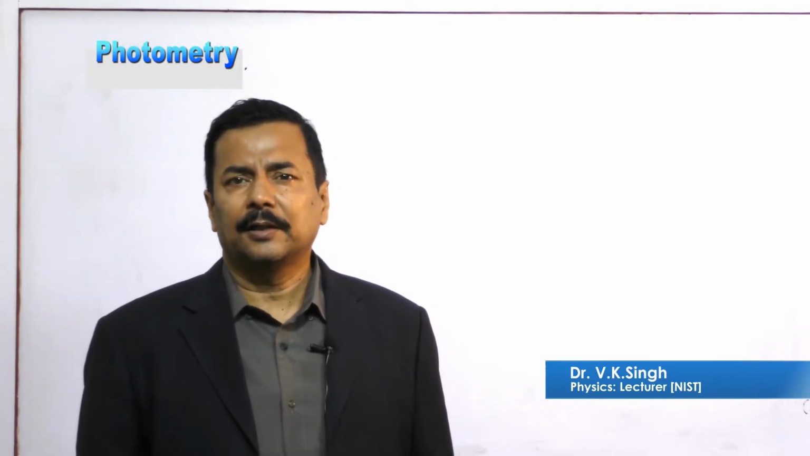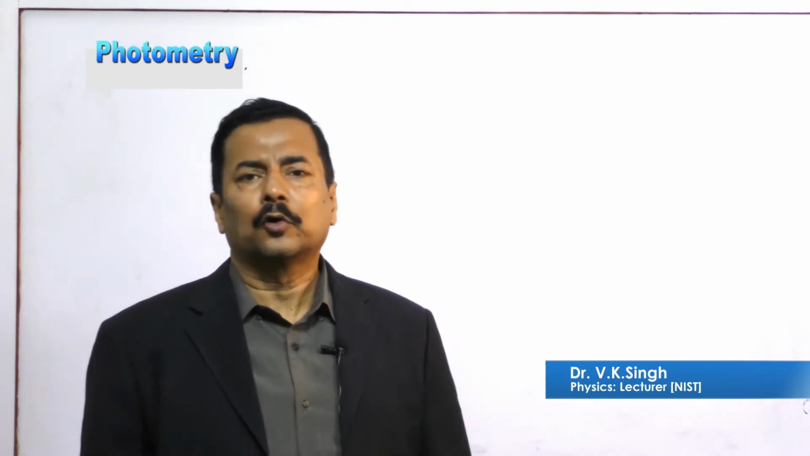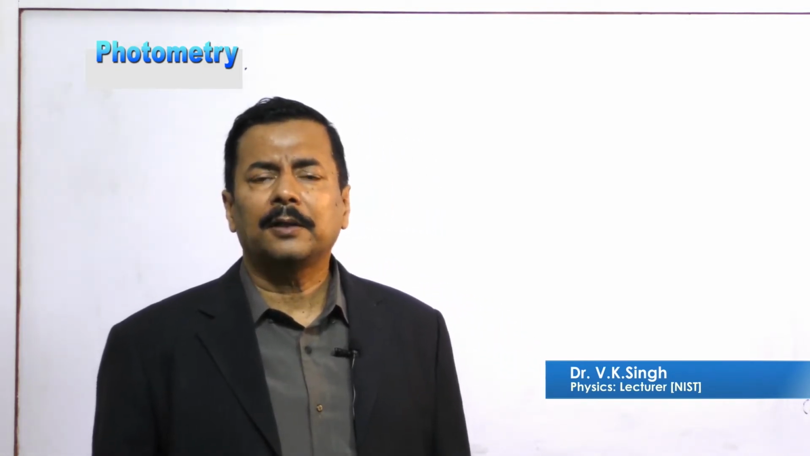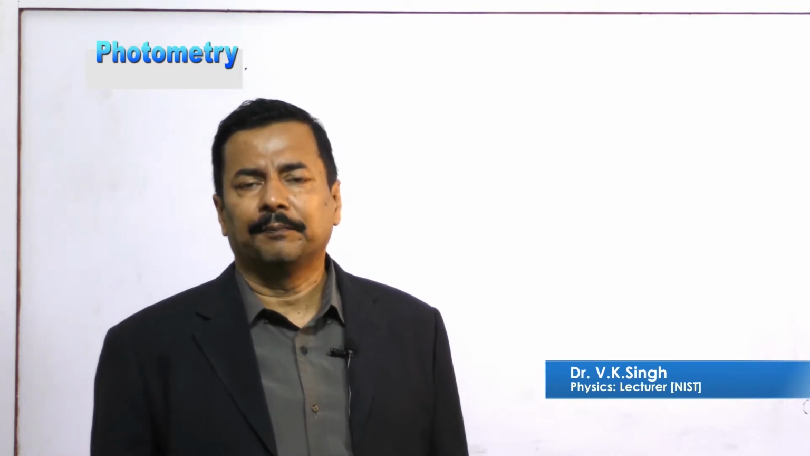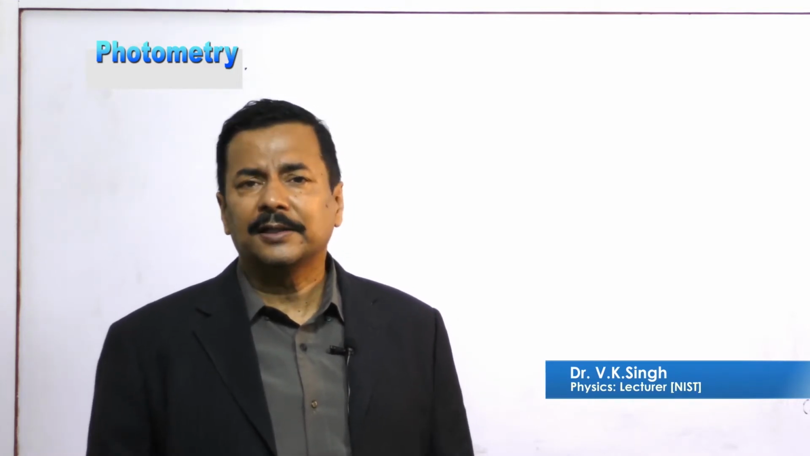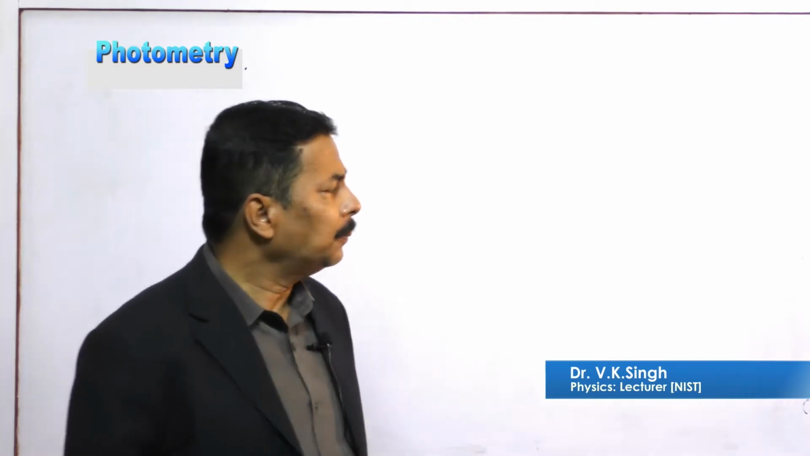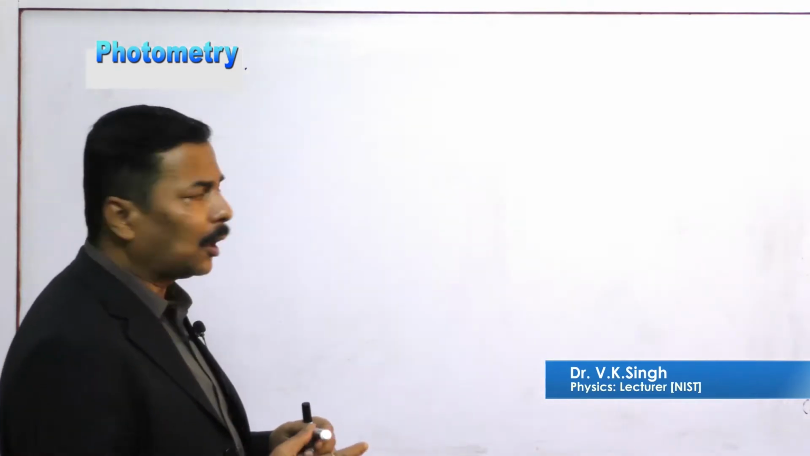Hello students, I am VK Singh, the physics teacher, and today I will start discussion of geometrical optics, that is your photometry. I will begin with photometry. Photometry is the branch of physics that deals with measurement of luminous energy. Luminous energy is what? Light is an electromagnetic wave. In electromagnetic wave, two portions are there, one is visible and one is not visible. So photometry is measurement of luminous energy.